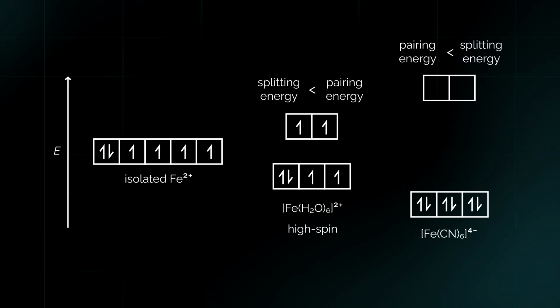A high spin complex, like hexaaqua iron 2, has more unpaired electrons. That makes it paramagnetic, meaning it's attracted to magnetic fields. A low spin complex, like hexacyano iron 2, has fewer unpaired electrons, or sometimes none at all. That makes it less paramagnetic or even diamagnetic, meaning it's weakly repelled by magnetic fields. So the way electrons fill the d orbitals doesn't just change the energy, it affects magnetism.